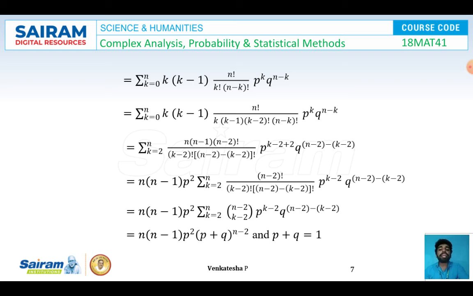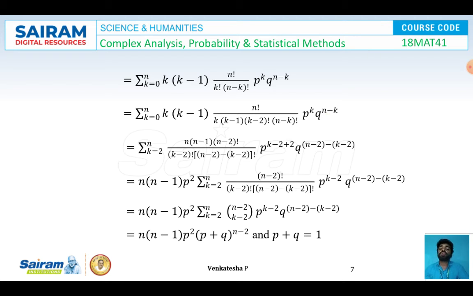So now after expanding n factorial as n into n minus 1 into n minus 2 factorial, and converting n minus k factorial as n minus 2 minus (k minus 2) factorial just by adding 2 and subtracting 2, and converting p power k as p power k minus 2 plus 2 by adding 2 and subtracting 2, and converting q power n minus k as q power n minus 2 minus (k minus 2) by adding 2 and subtracting 2.